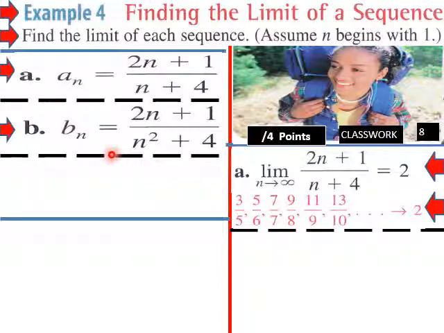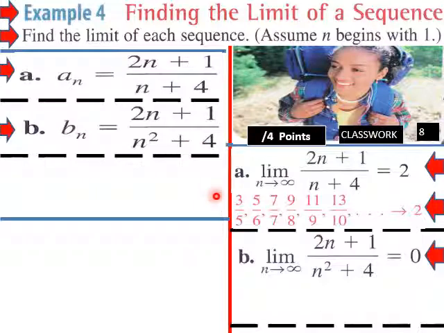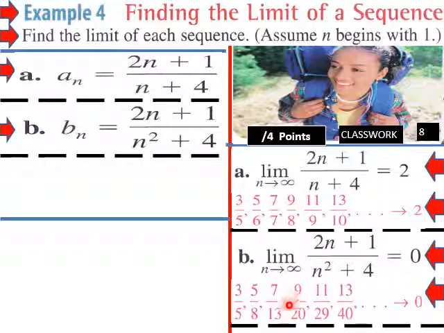And then we have b sub n equals (2n plus 1) over (n squared plus 4). In that situation, if we take n to infinity, we have 2n plus 1 and we have n squared, so the degree in our denominator is larger than the degree in the numerator. So this would amount to 0 here, and this eventually gets smaller and smaller and smaller.